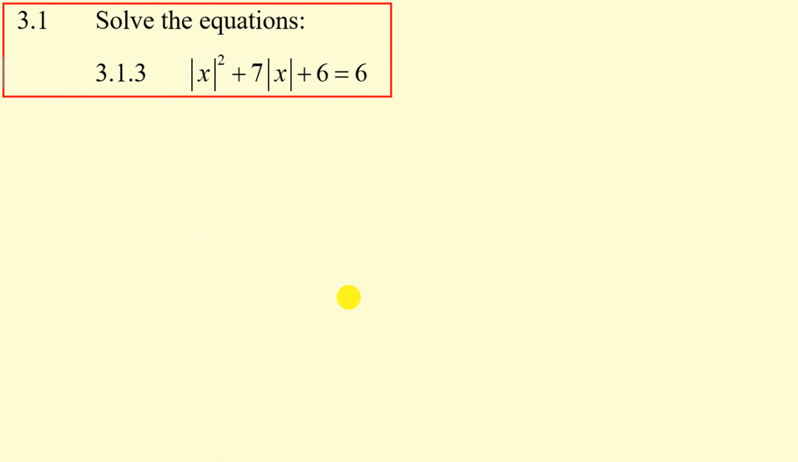Now this one's a slightly different case. Remember that if all else fails with the absolute value, you can always go back to the definition, which is exactly what I'm going to do here. So first of all, let's take the 6 to that side. So we get absolute value of x squared plus 7 absolute value of x equals 0.